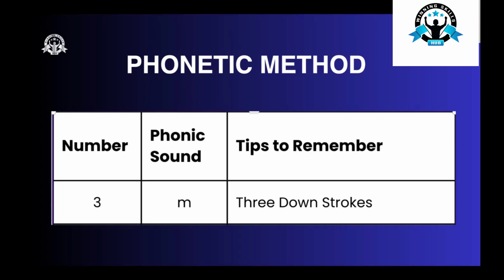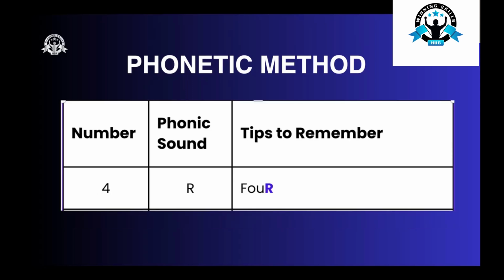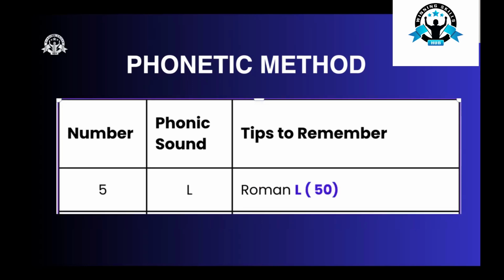So whenever 3 comes, you can use M for making any peg image. That image should start with M. And for 4, we have R, because in FOUR, R remains. So the simple tip is R for 4. For the phonic sound L, which denotes the Roman digit, that is 50, but we are using it for 5.